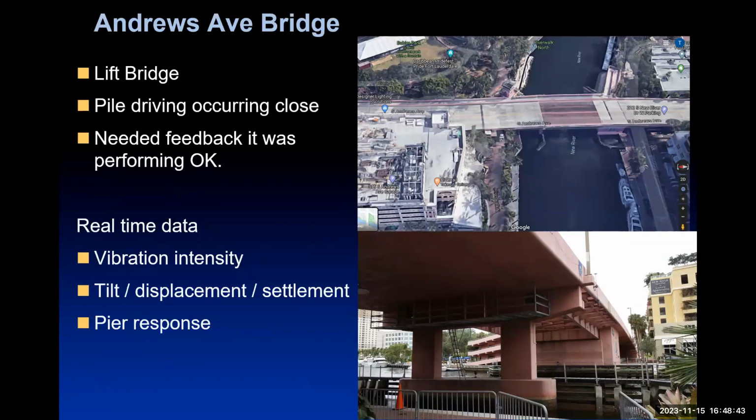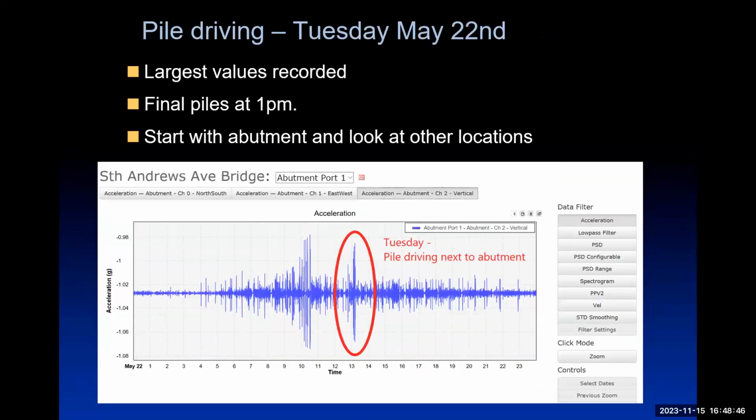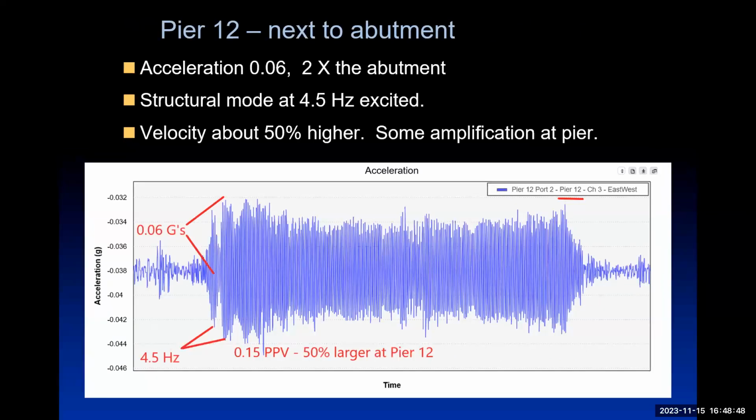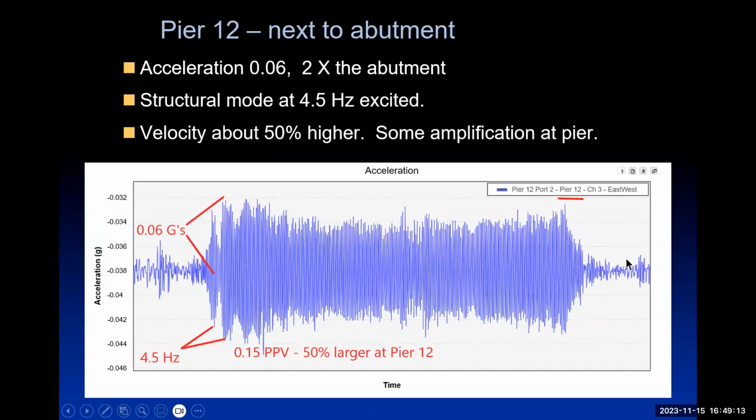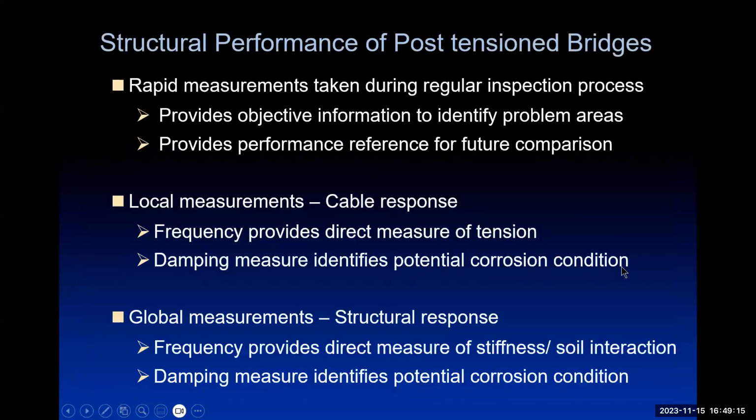This one, I'm going to just pass over quickly because we're running short on time. However, this is a bridge which has pile driving close to it. And you can see that pile driving created a 33 hertz response from the front pile driving, but it also beat with 4.5 hertz, which was the resonance frequency of the bridge. And you do have to be careful of this sort of thing.